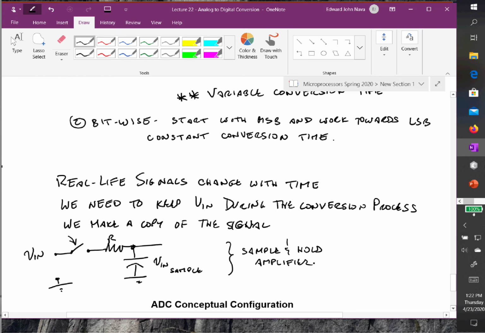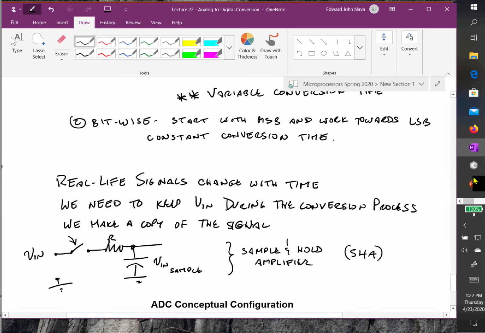So we'll see that conceptually, this is how it's going to operate. When we say it's an amplifier, you might say, this doesn't look like an amplifier to me. What it is, is basically a symbolic representation, and we call this a SHA.